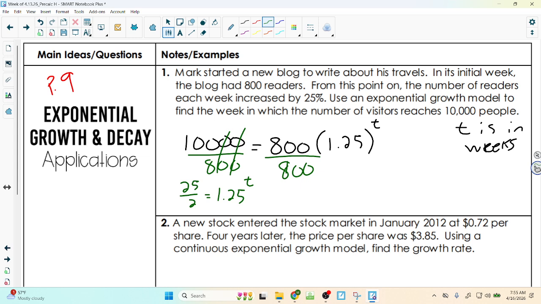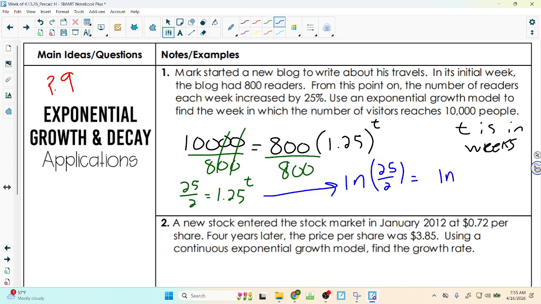Now you can do log base 1.25, or you could ln both sides. I get in the habit of just using ln because there's a button for it on the calculator and it's on all calculators. And I don't really love to do the change of base formulas.